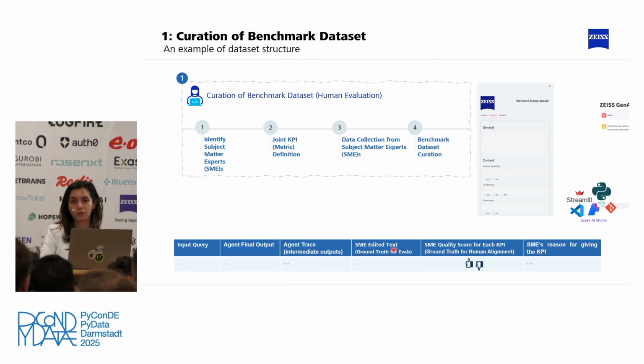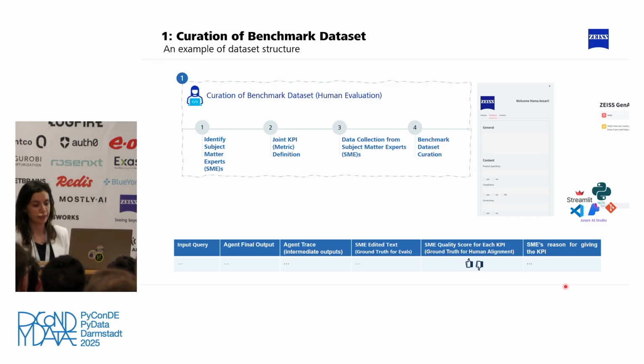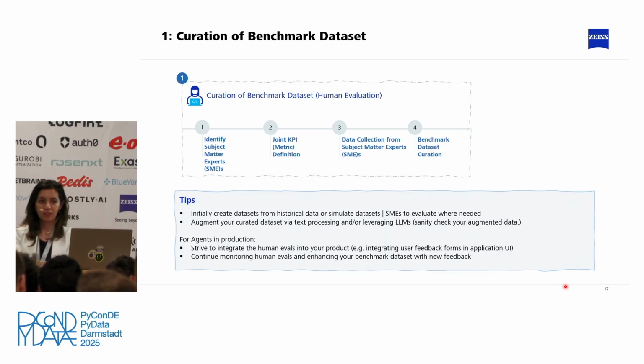The next part would come from your SMEs. So SMEs would have the edited text, as I mentioned, the different KPI scores based on the KPI definitions, and also the reasons for providing their KPIs. And this would be a really valuable data set in order to lead you through your evaluation and through your agent design.